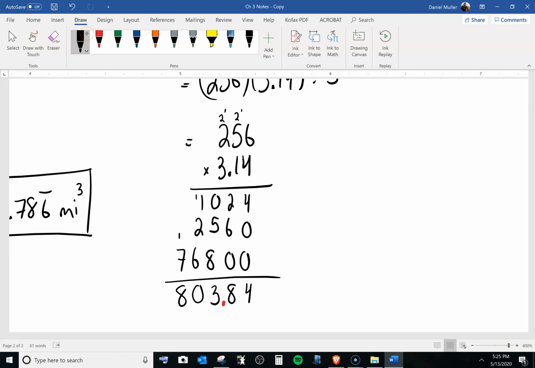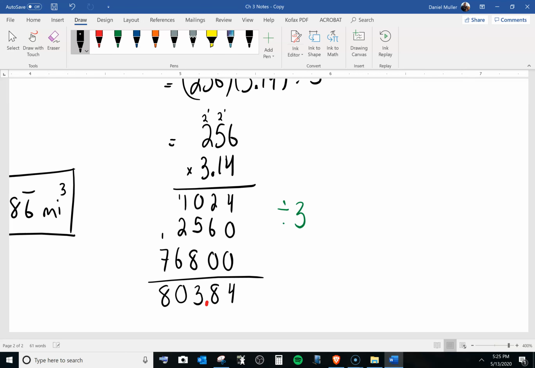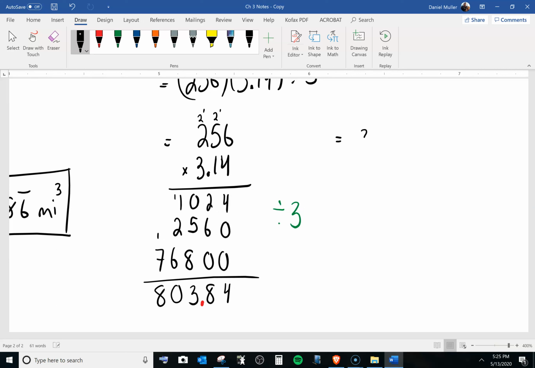So I have a number like that, 803.84, and I have to make sure now just to divide that by 3. So I will go 3.